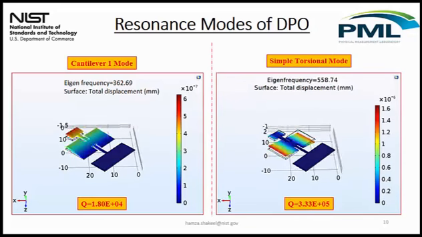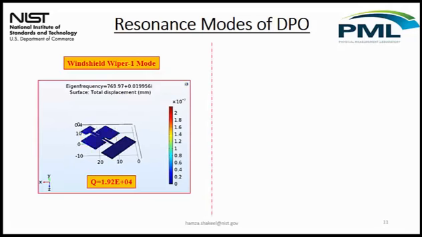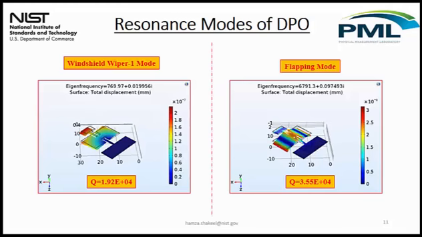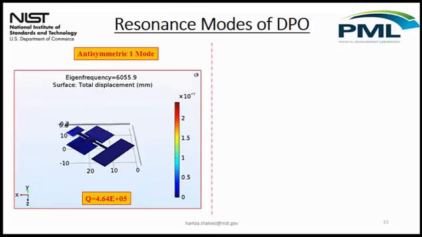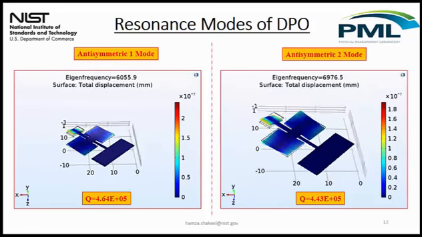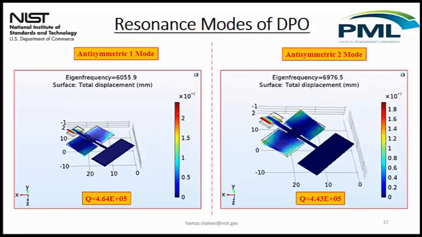Then this is a simple torsional mode, where you can see that the sensor is basically rotating about its axis. Then there were a couple of other low Q modes, for example, the windshield wiper, which moves like a windshield. And then there is a flapping mode, which actually looks pretty cool. And then the two modes that I was talking about are two anti-symmetric modes. One is AS1 and the second one is AS2.